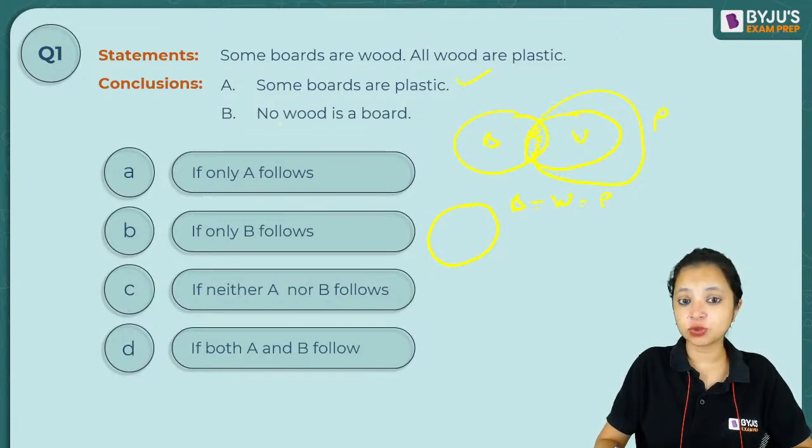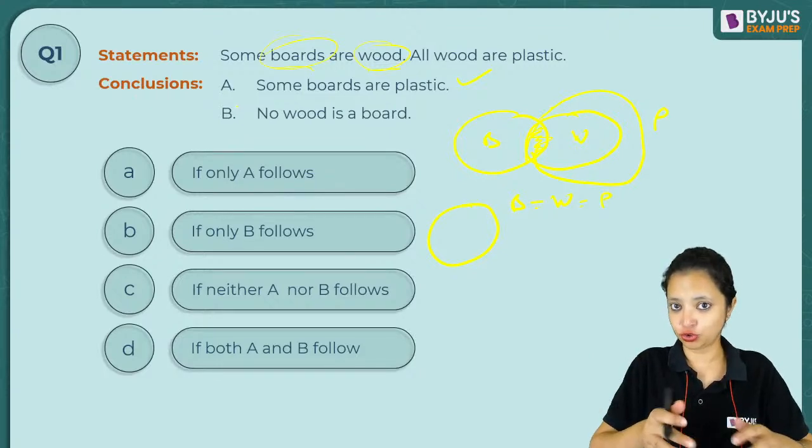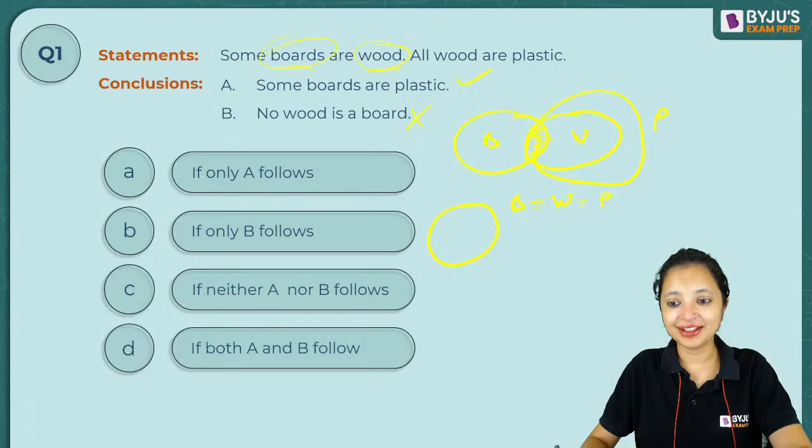Let's have a look at the next one. No wood is a board. Is that a necessity? See, look at the question. When some boards are wood, some wood has to be board, right? If some A are B, some B are A is also true. So, if some boards are wood, then no wood is board is going to be absolutely false. Our correct answer is going to be absolutely A.